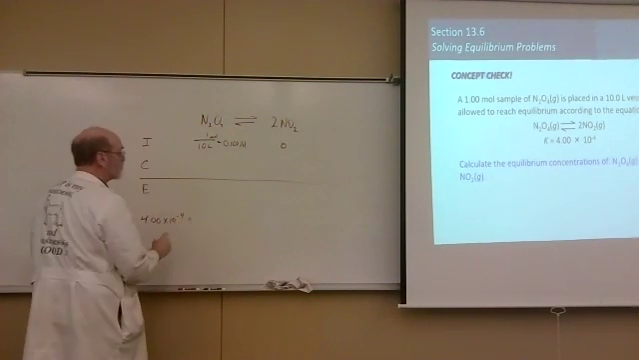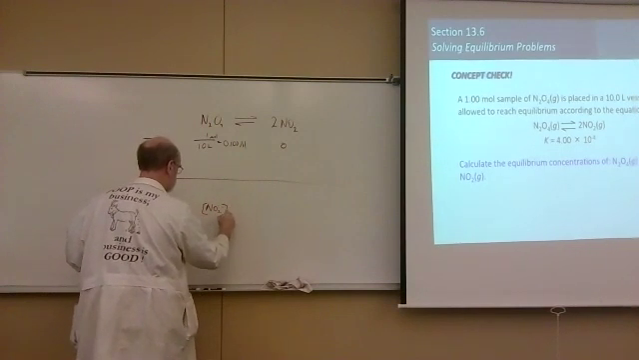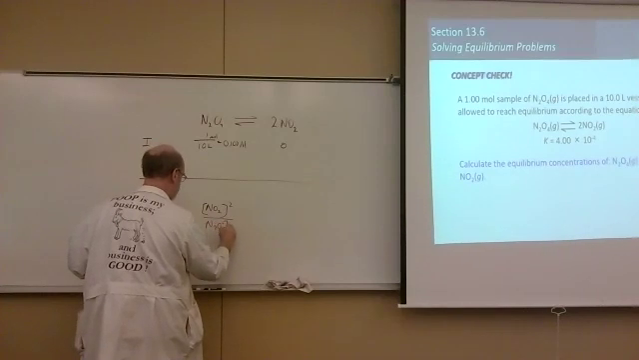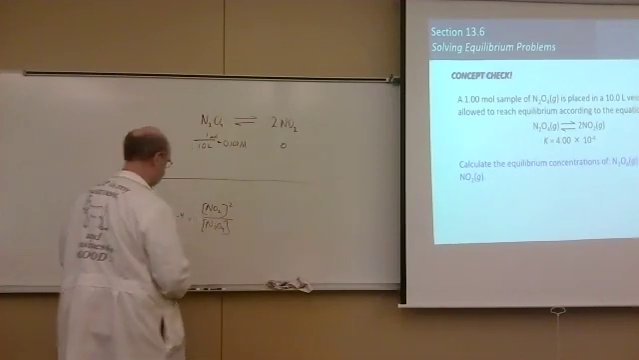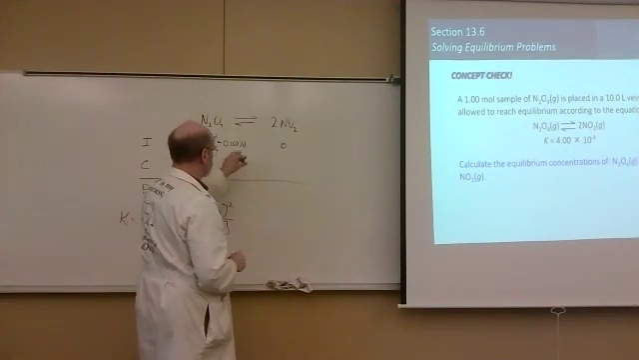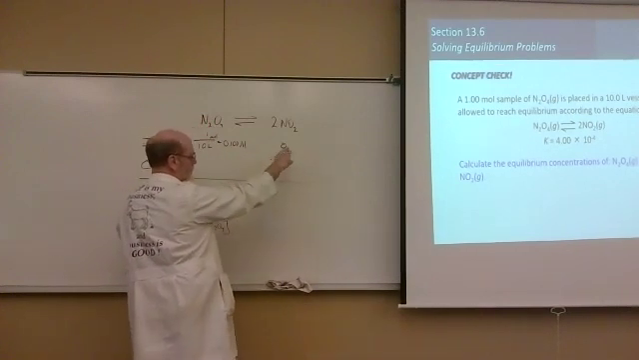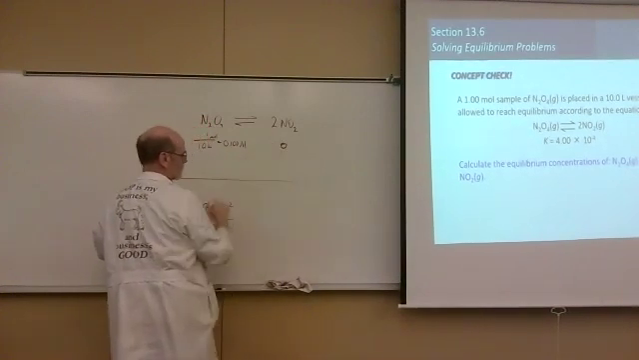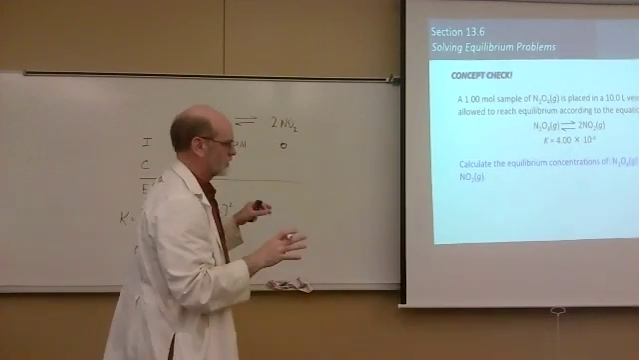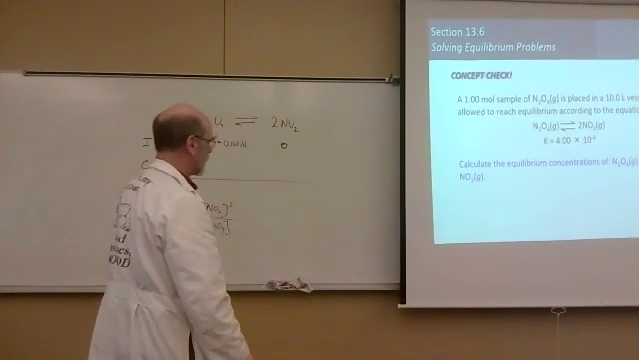Which is equal to NO2 squared divided by N2O4. So if we start off with this, we end up with that, the reaction has to go this direction because there's none of that. That means we're going to add, well, actually, what's the question? Calculate the equilibrium concentration of N2O4 and NO2.